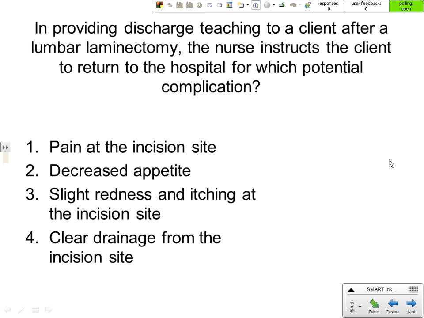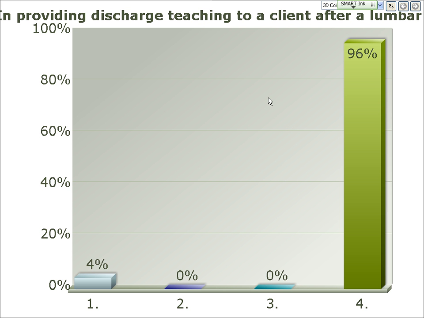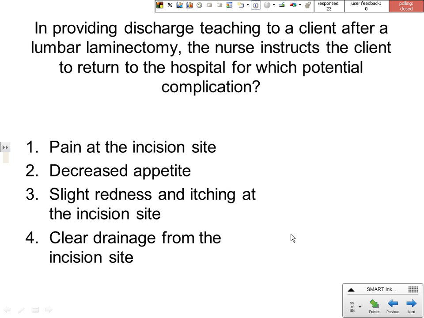In providing discharge teaching to a client after a lumbar laminectomy, the nurse instructs the client to return to the hospital for which potential complication? Pain at the incision site, decreased appetite, slight redness and itching at the incision site, clear drainage from the incision site. Percent, clear drainage, because what does that indicate? A CSF leak.